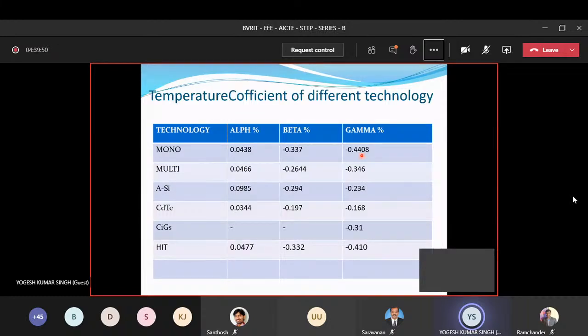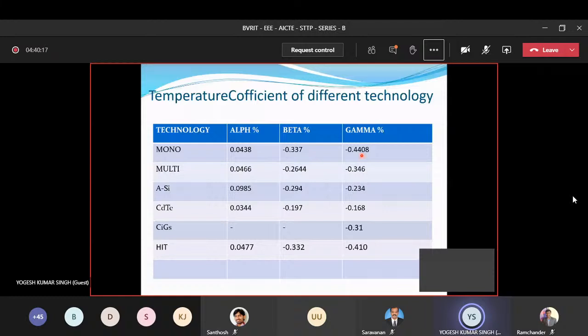So the technology selection and module selection also depend on the site and location, because India has different climatic conditions, and in each climatic condition the module behaves differently. Anyway, you should cross-check the conditions that will come at the different locations.